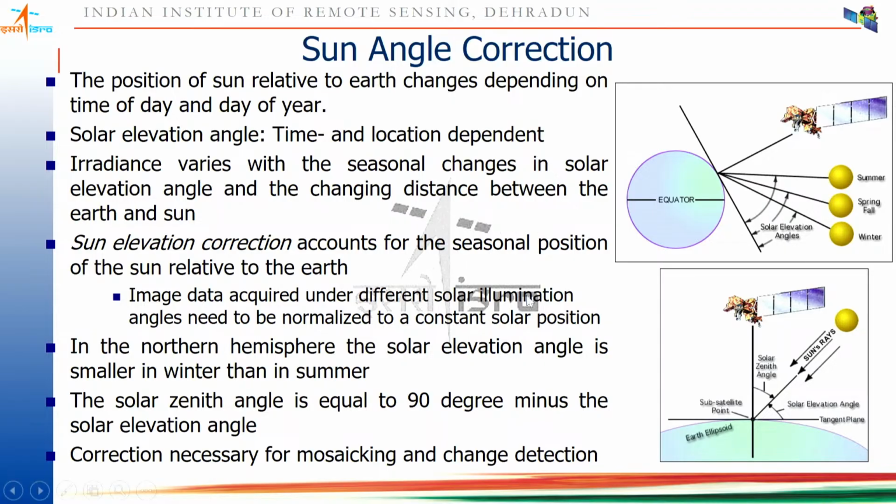The correction method involves computing the solar zenith angle. Solar zenith angle is the angle of the sun measured from the vertical. So it is necessary when you want to use multiple scenes and mosaic them, or even for change detection studies, monitoring different things, that we do sun angle correction, because if we have two images acquired with different solar illumination, the classification results will be different.